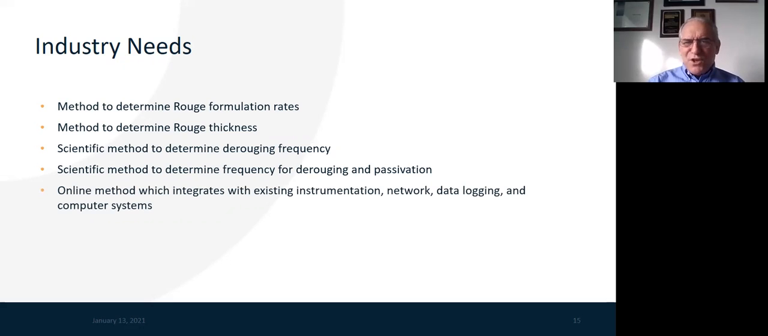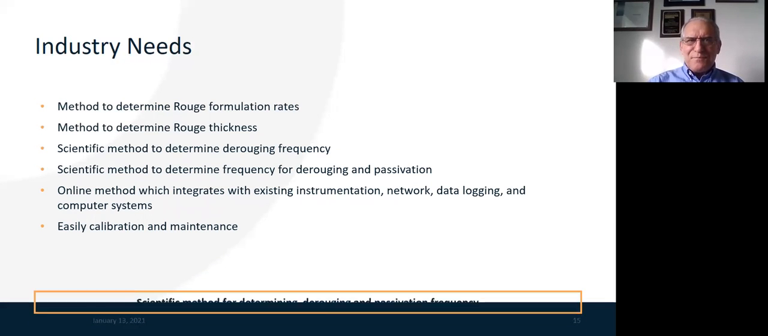An online method which integrates with the existing instrumentation, network, data logging, and computer systems is extremely important. Almost everything we have today on modern water systems is automated, and we should be able to have a system that integrates with that automation and computer system also. Something that should be easy to calibrate and easy to maintain is always needed in our industry.